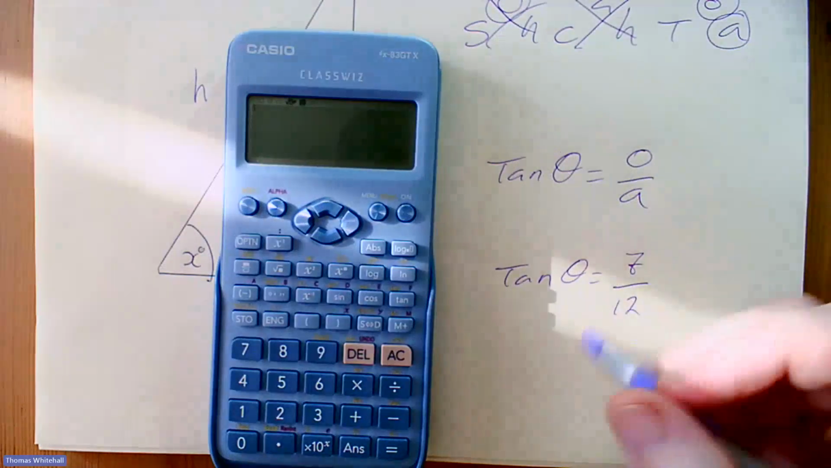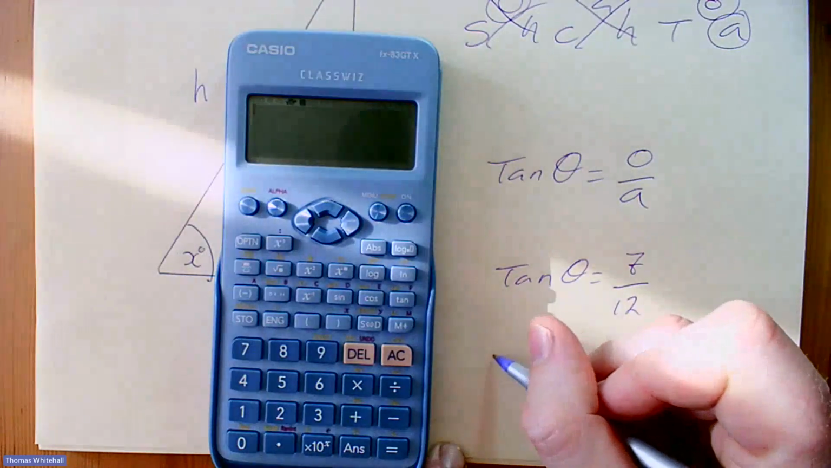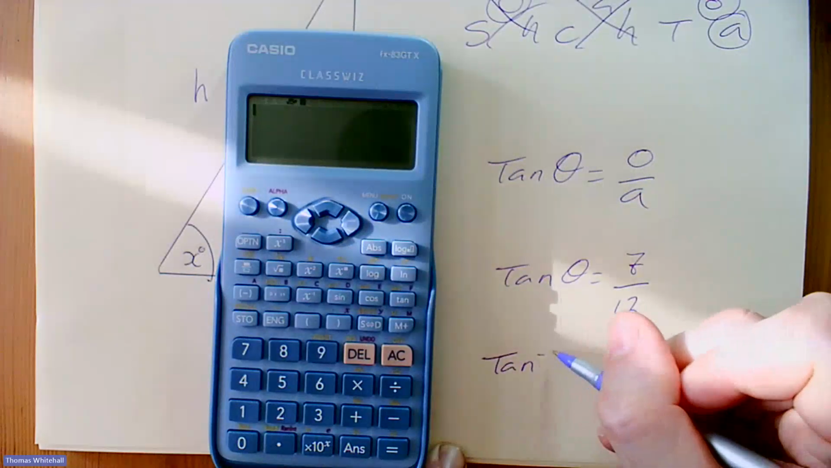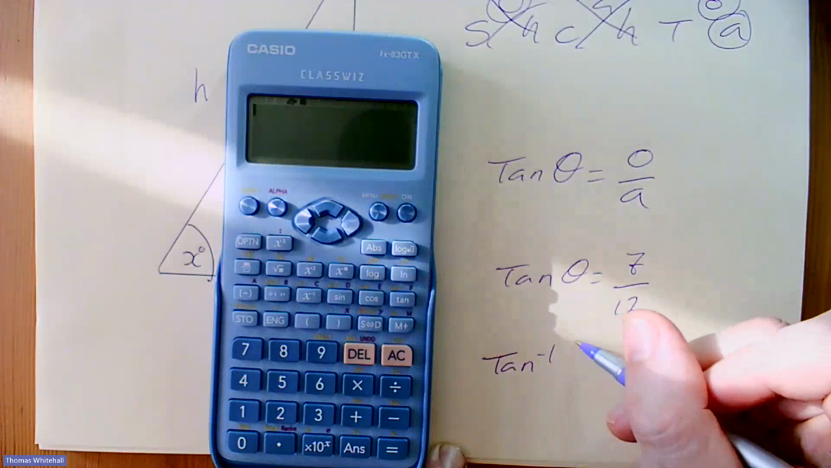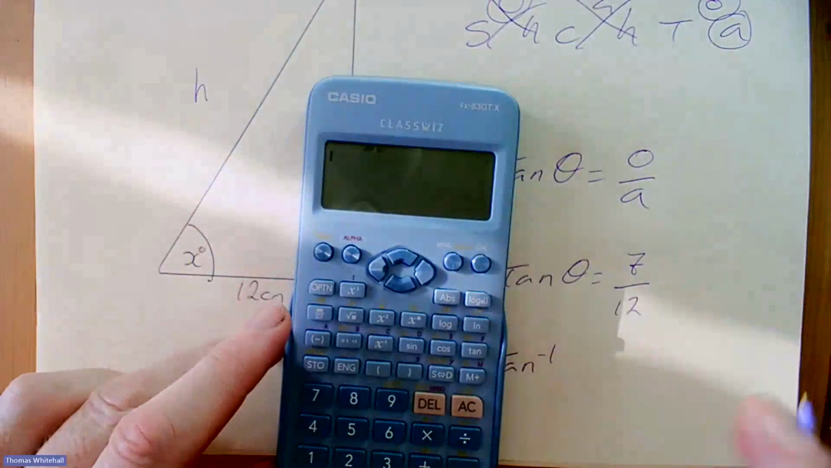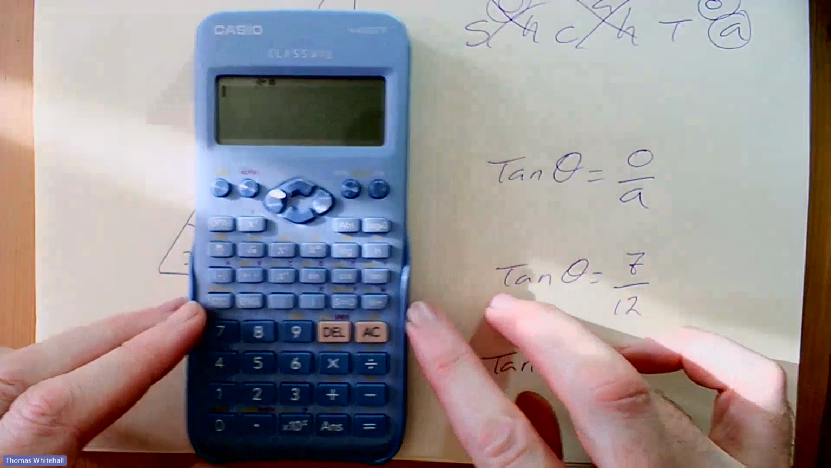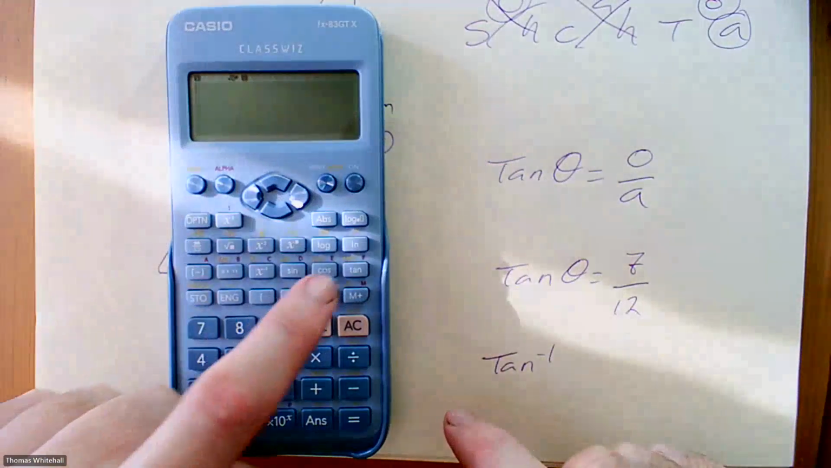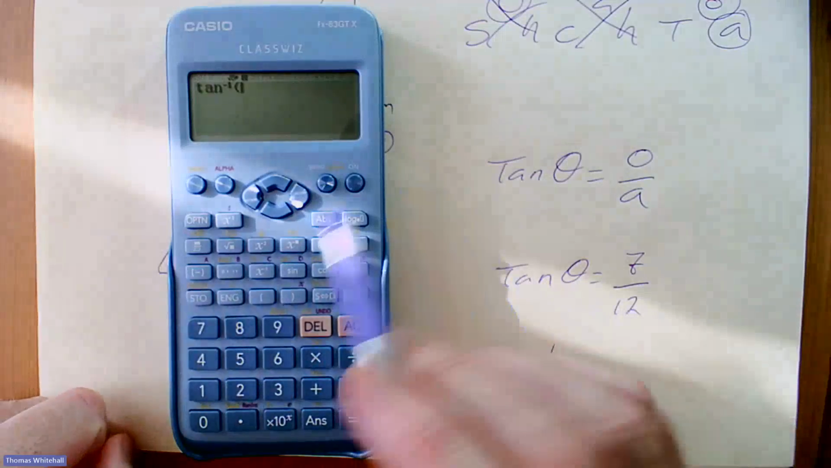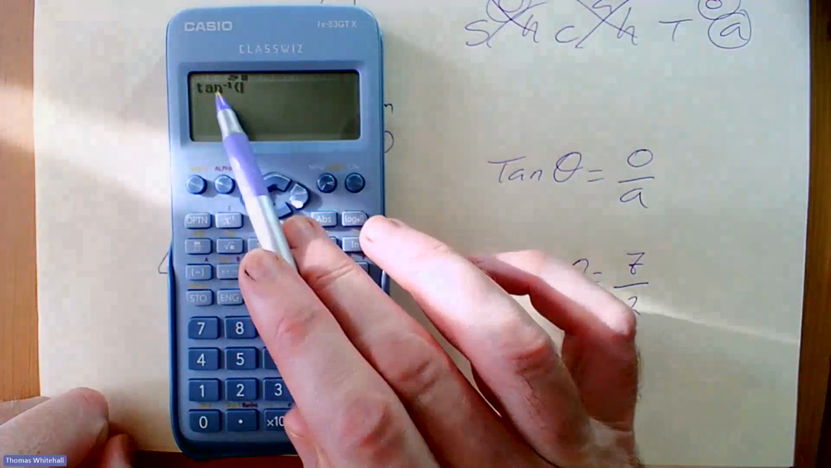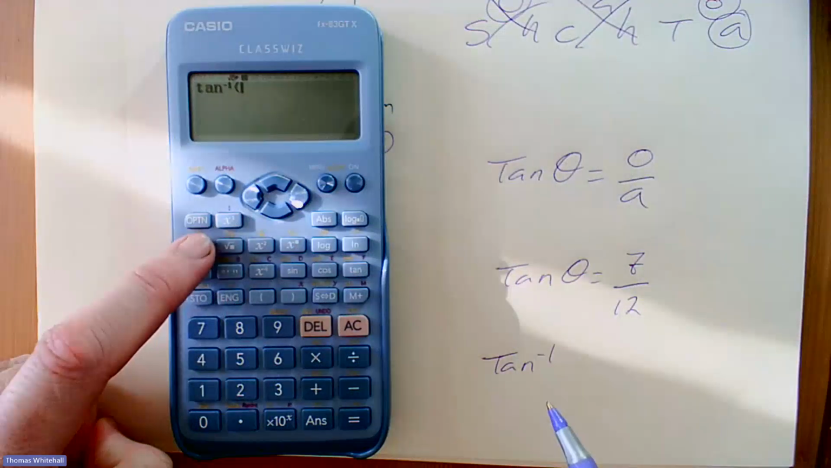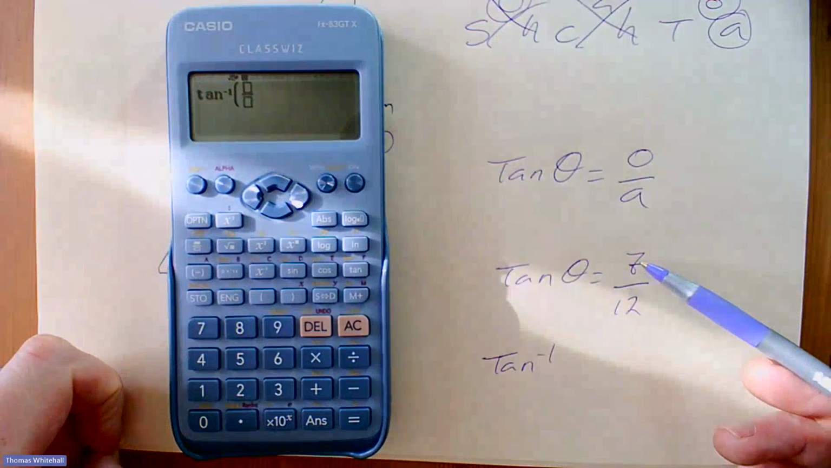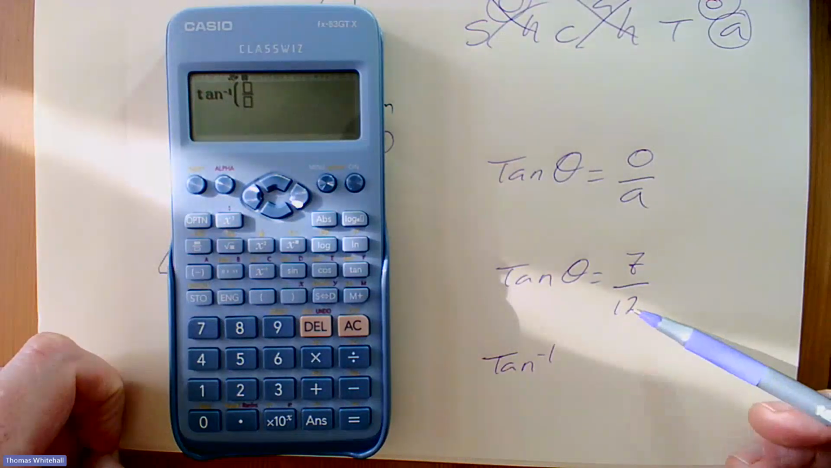Okay, so what we're actually going to do is we need to do tan to the -1, so the inverse tan. When we do that, move that over so you can see the screen. So I'm going to press Shift and then the tan button, and we get the tan to the -1, but then I want you to press the fraction button, because we're then going to put in our opposite over adjacent.